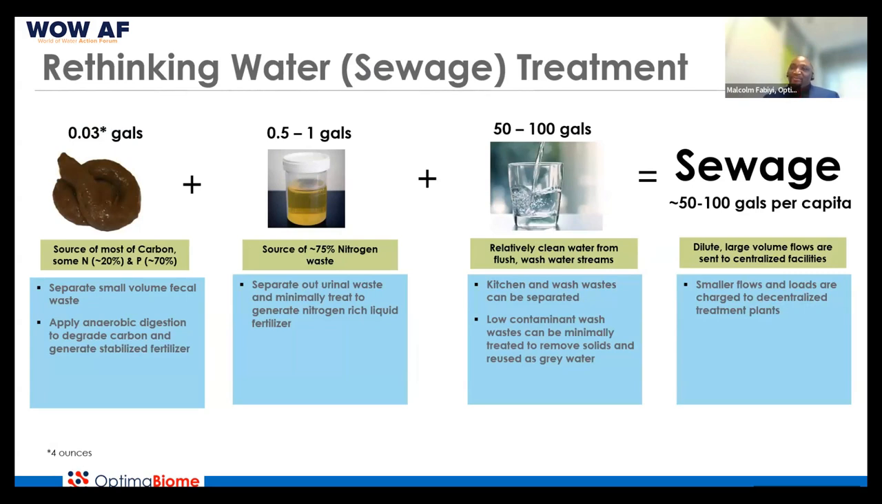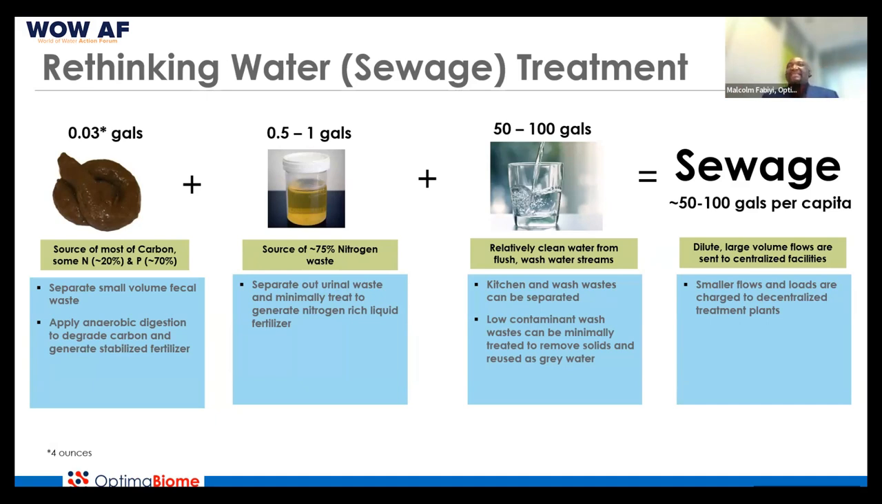If we think about sewage, the strange thing about sewage is the average human being excretes about 0.03 gallons of feces a day. We also generate somewhere between 0.5 to 1 gallon of urine. These are the sources of waste, the major sources of waste at a household level.